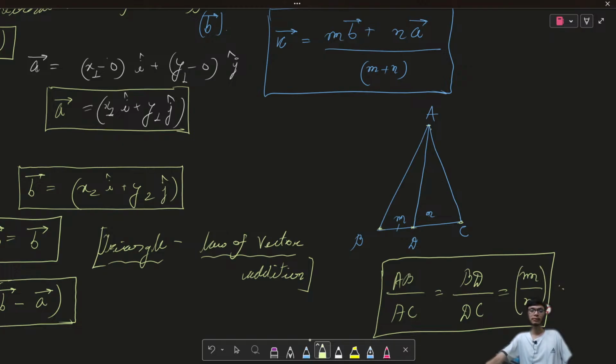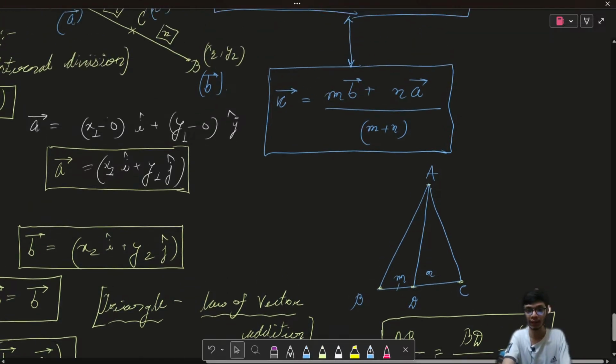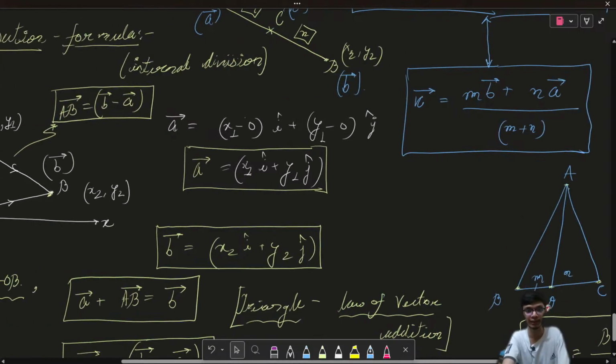Is this part clear to all of you? Is this part clear? Right. So from here, you can get to the internal division.